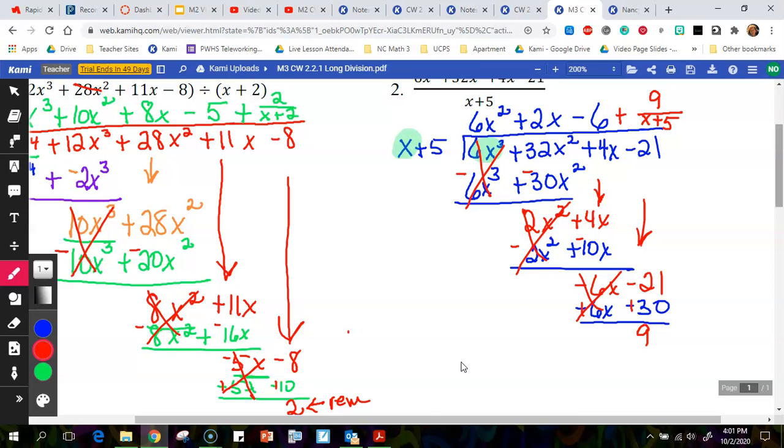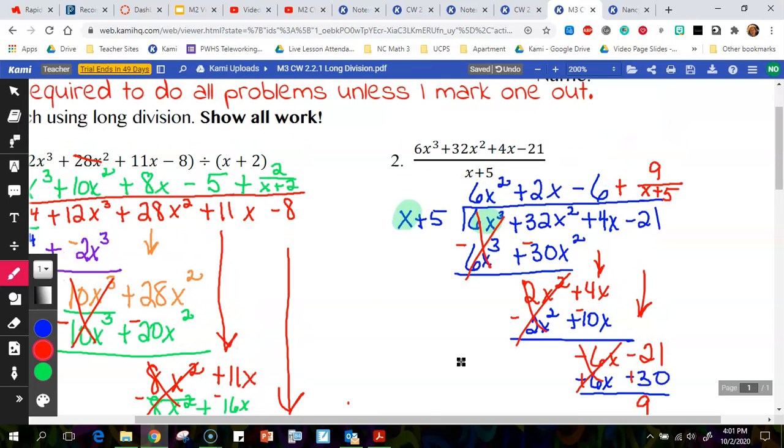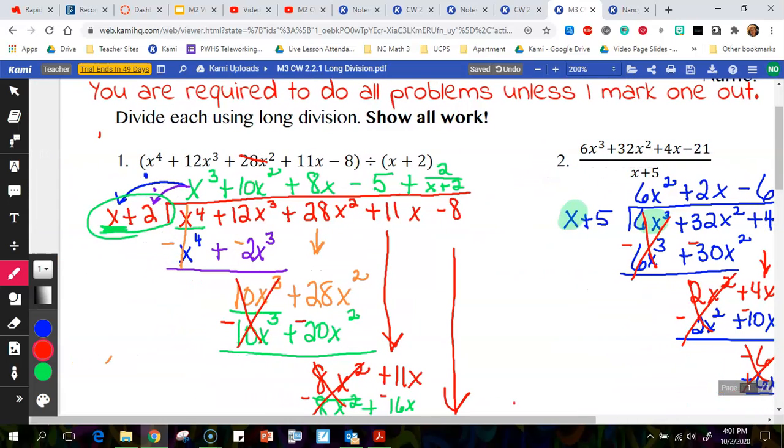I want to remind you, and I think I said this in the notes video, but if you're asked the question, is x plus 2 a factor of this big number right here? The answer is no, and that is because there is a remainder. So your answer would be no, and the reason the answer is no is because there's this remainder right here. If there's no remainder, then x plus 2 is a factor of that great big polynomial right there.